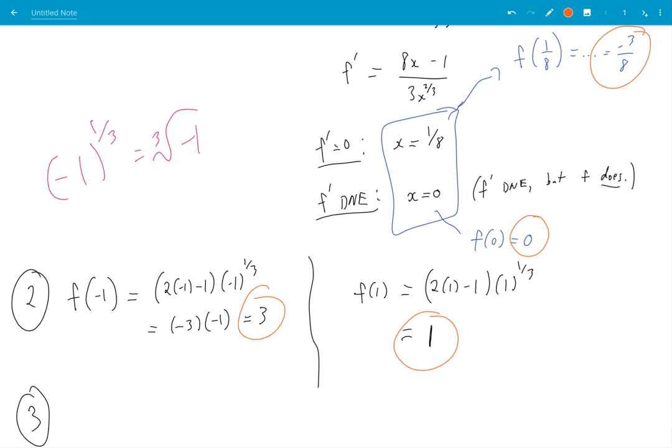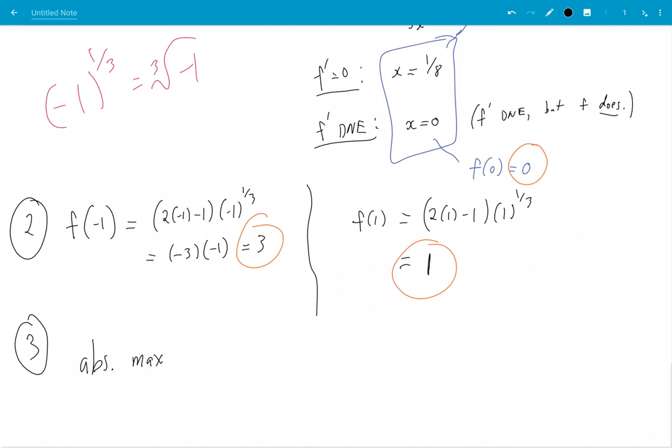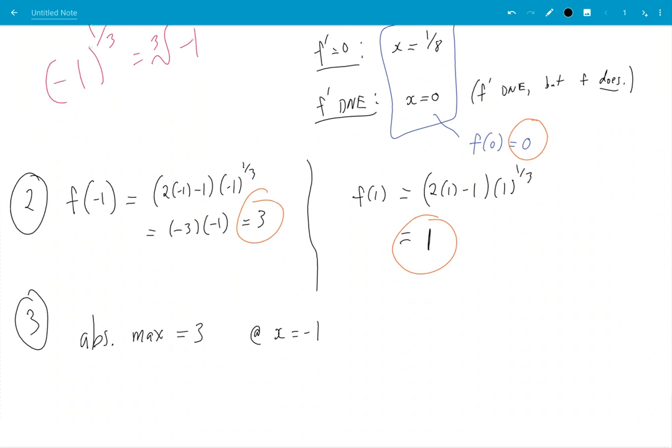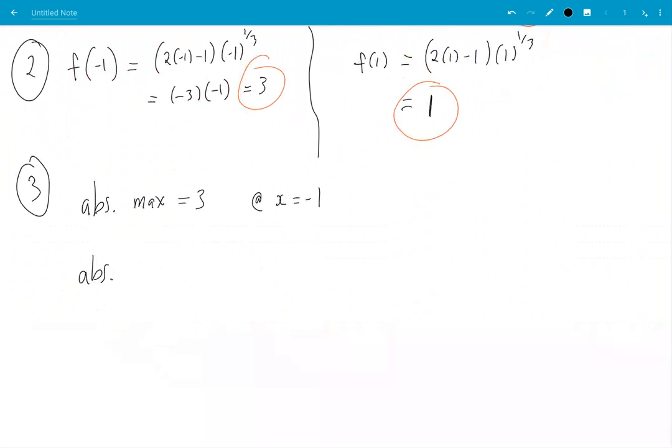I'm trying to find absolute max, absolute min. So what is the largest of these values? It's the 3, right? So I just write that here. Absolute max equals 3 at x equals minus 1. And the absolute min, what's the smallest number? It's the minus 3/8 up here, right? At x equals 1/8. So we found our absolute max and our absolute min.